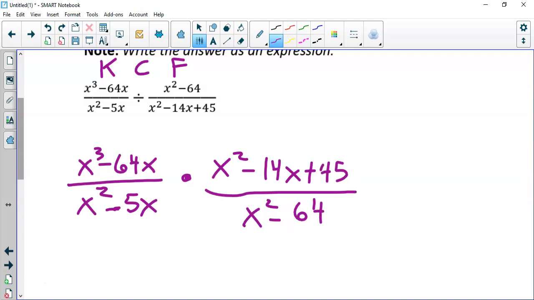Be careful on that first numerator, just so you know. Even though it looks like a cubic, it's not.